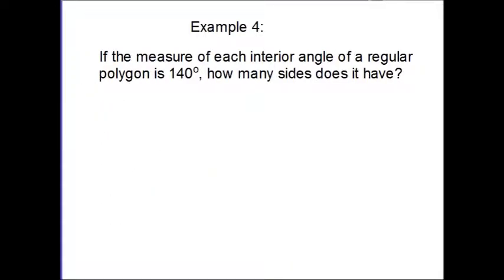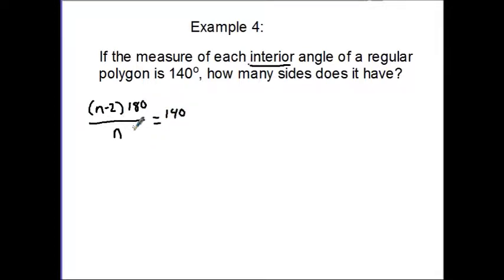Here's our last example. If the measure of each interior angle of a regular polygon is 140 degrees, how many sides does it have? I'm going to let you try this one on your own. Again, I'm going to show you two different ways to do it. You solve it whichever way works best for you. Alright, here we go. The straightforward way. Since we're working with interior angles, we're going to work with the interior angle formula. The number of sides minus 2 times 180 gives us the total interior angles. Divided by the number of sides lets us know what each interior angle is.